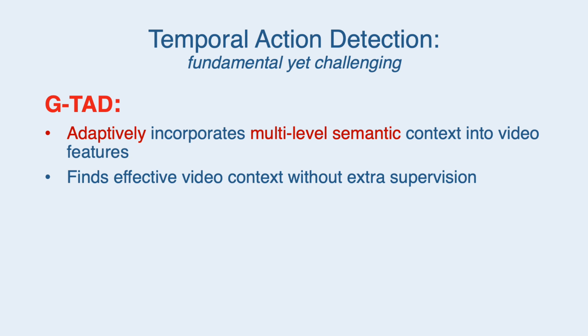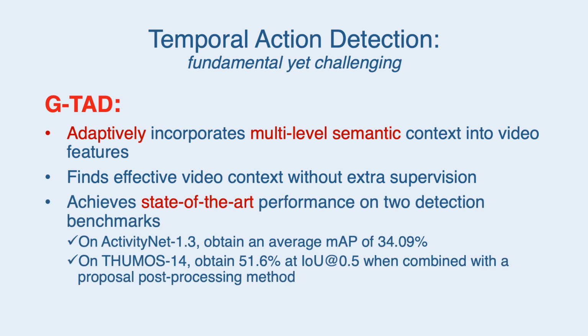It finds effective video context without extra supervision, and it achieves state-of-the-art performance on two detection benchmarks. On ActivityNet 1.3, it obtains an average mAP of 34.09%. On THUMOS 14, it obtains 51.6% at IoU 0.5 when combined with the proposal post-processing method.